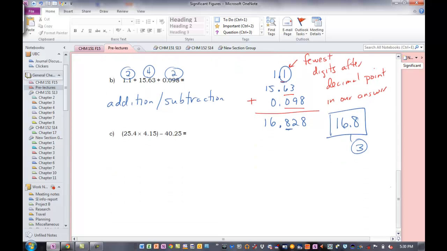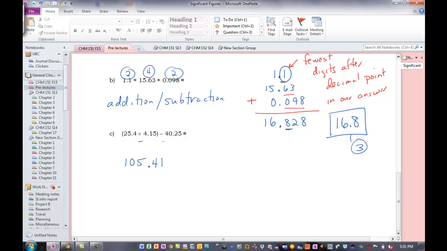All right, last thing for this video. What if we mix operations? What if we do a multiplication and then we do a subtraction? Well, you're going to have to apply the rules of multiplication for that, and then apply the rules of subtraction for the next operation. So let's go ahead and do this. So 25.4 times 4.15, that gives us 105, and I'm going to carry some extra significant figures, .41.